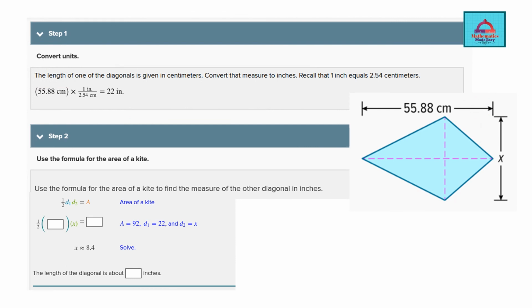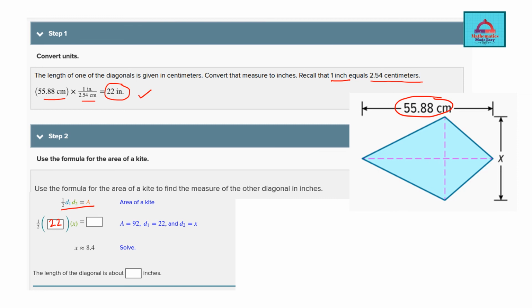Okay, so we know 1 inch is equal to 2.54 centimeters. That's the conversion factor. So I convert this diagonal length, which is given in centimeters, into inches, and it comes out to be 22 inches. Now it is easy. In step 2, we just plug in the formula. Your d1 is 22 inches. The unit is inches everywhere now.